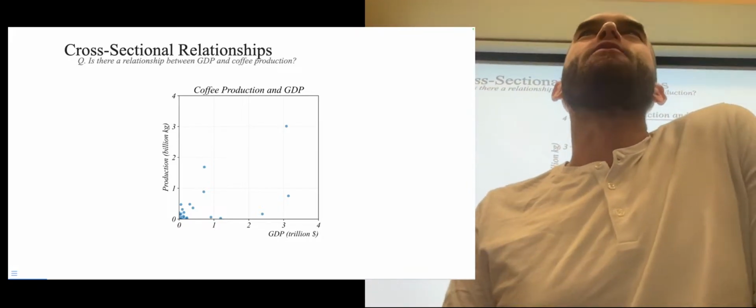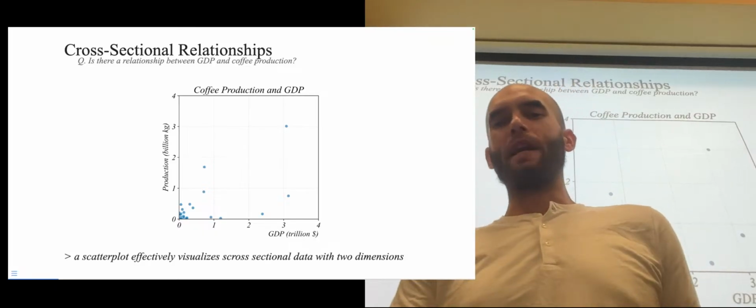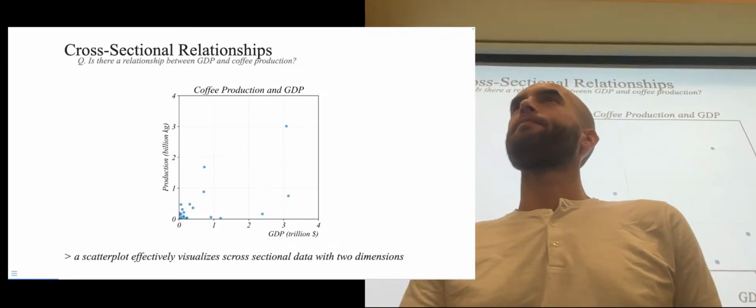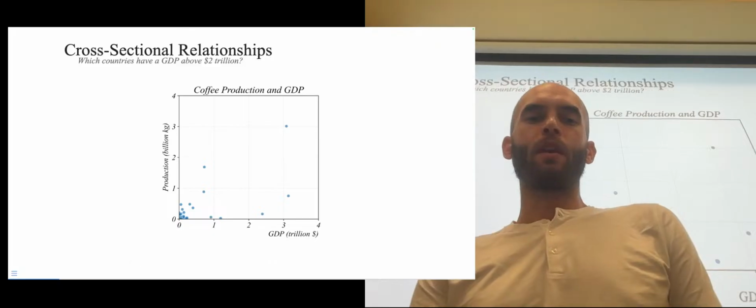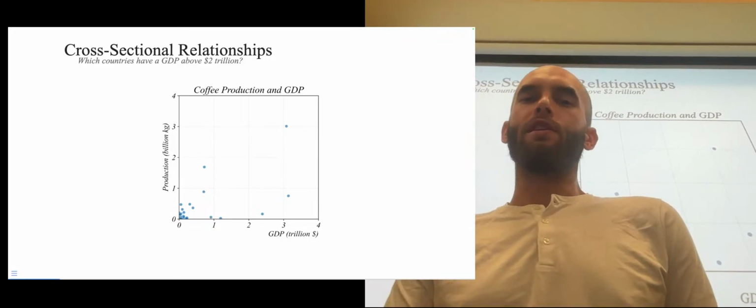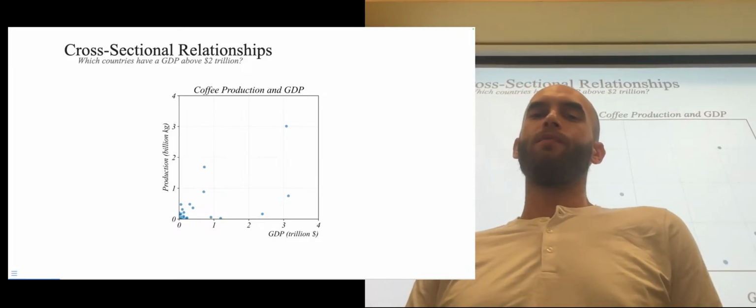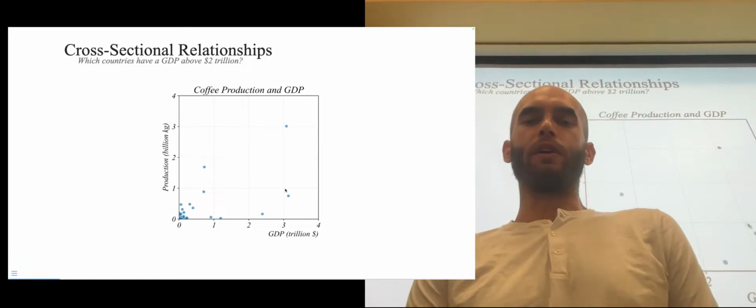So this is essentially where we left off last time. We walked through reading scatter plots like this, and we asked a series of sub-questions. One of them could be, which countries have a GDP above $2 trillion?